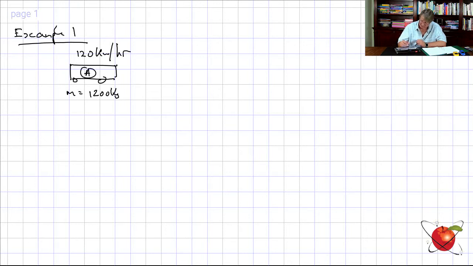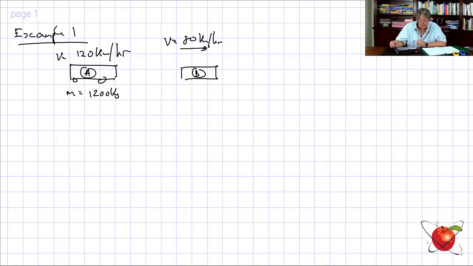So let's say this is A, and now this is car B. We are traveling at 80 kilometers per hour, and 120 for the first. So this is V, and this is V of this car. And we said mass of 800 kilograms. We are both going in the same direction. Okay, critical. And then a collision ensues, and the wreck moves off in the same direction. Calculate the velocity of the wreck.